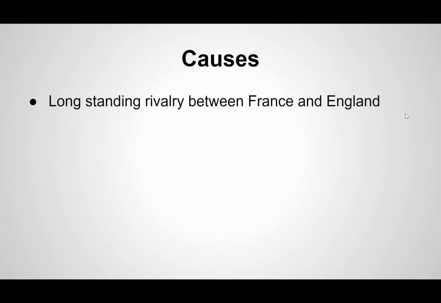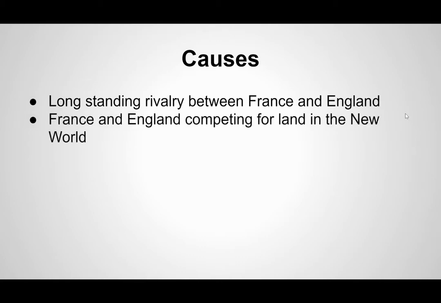So let's talk about what causes the war to begin with. There are several different causes of the French and Indian War. And one of those causes is the long-standing rivalry between France and England. So for centuries, France and England hated each other. And in fact, France and England will be enemies all the way up until World War I when they become allies. And so France and England were already fighting a war in Europe because of their long-standing rivalry with each other. And this kind of bleeds over into the New World as they were competing with each other for land in North America.